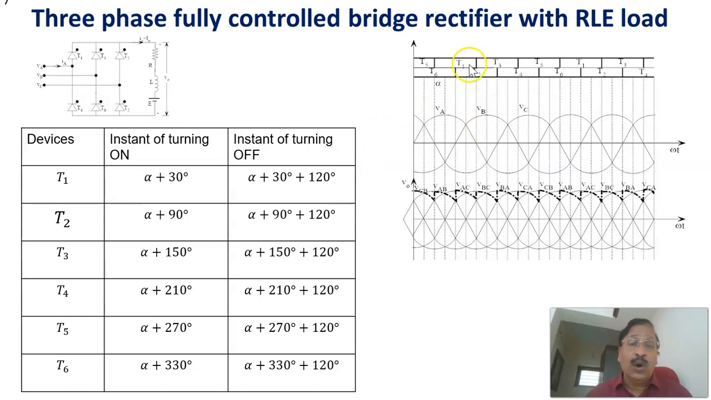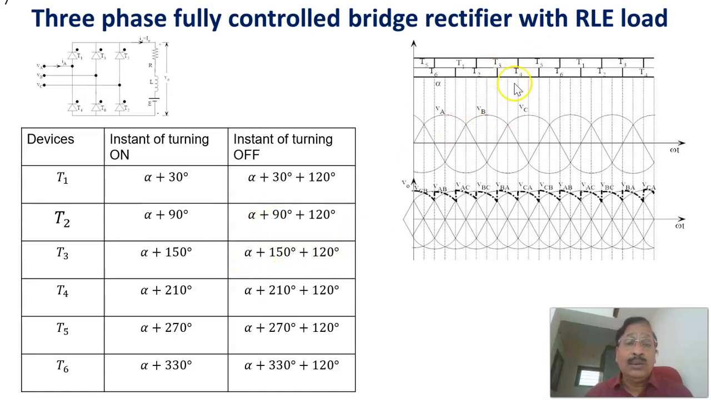Like that, from the lower side also you can write it. T2 is conducting from alpha plus 90 to alpha plus 90 plus 120. Similarly, T3 will be conducting from alpha plus 120 to alpha plus 120 plus 120, and the next from alpha plus 150 to alpha plus 150 plus 120.